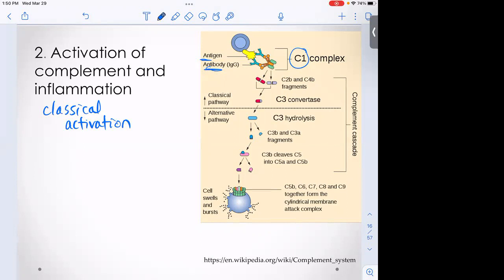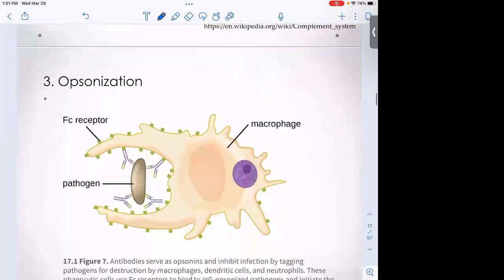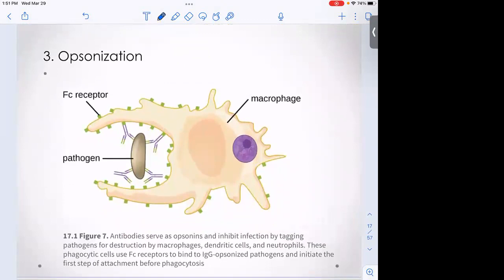Some of those complement fragments act as opsonins, remember, so they're going to bind to pathogens and make phagocytosis more likely to happen. It can also result in a membrane attack complex and poking a hole in some kind of pathogen, usually gram-negative. Or an antibody can act directly as an opsonin.